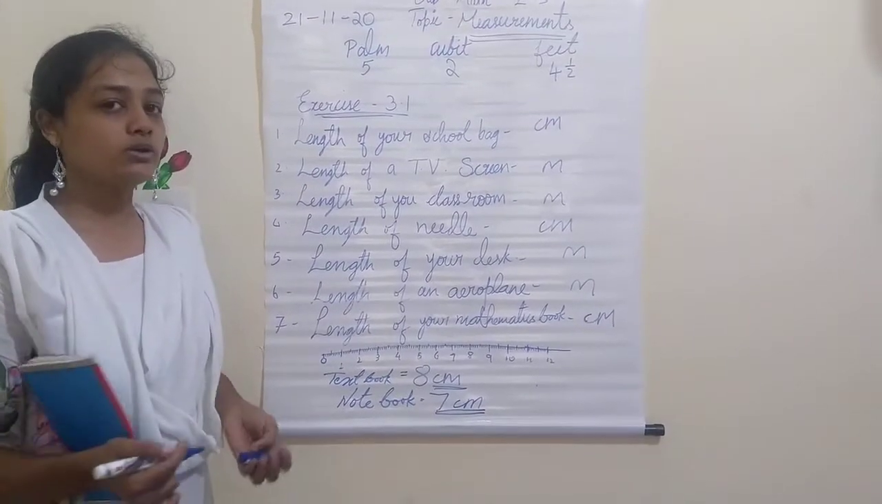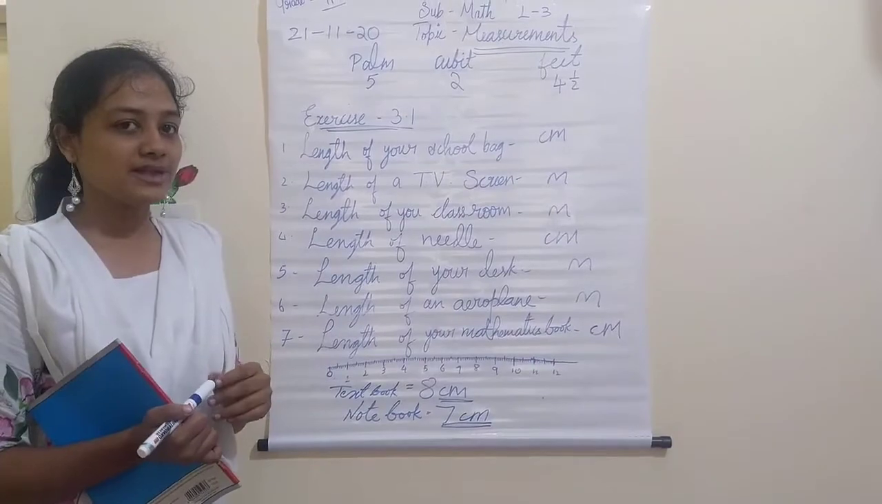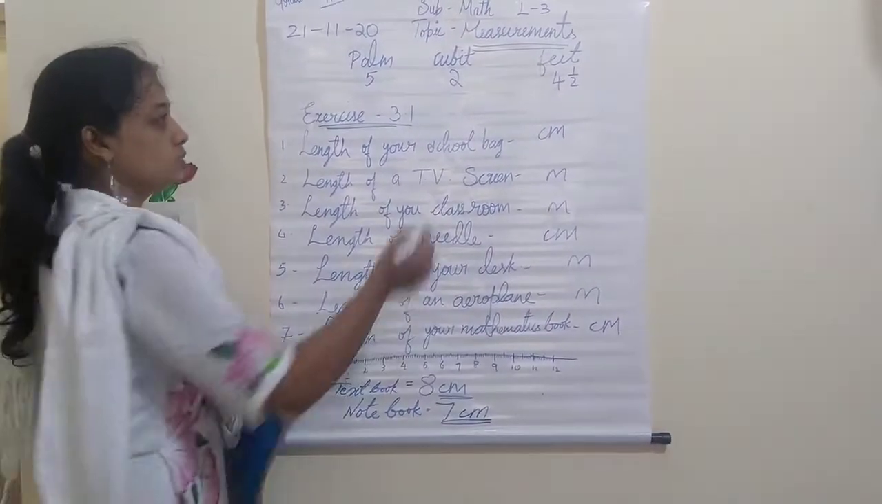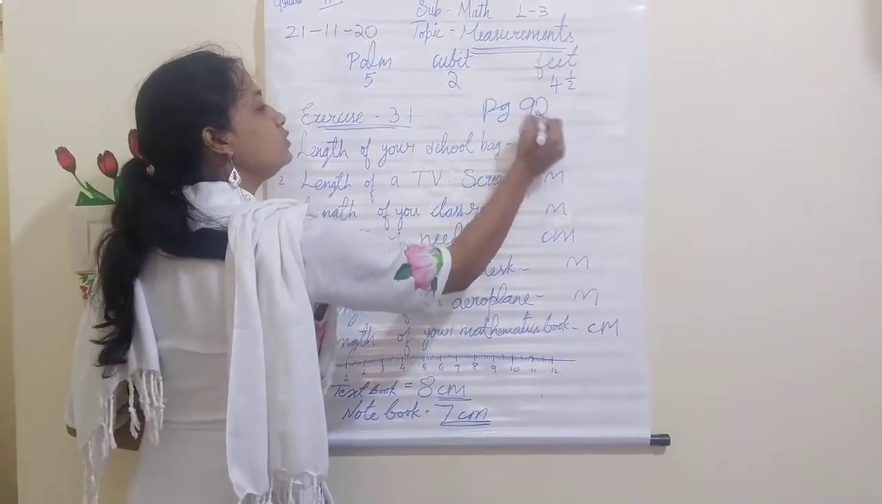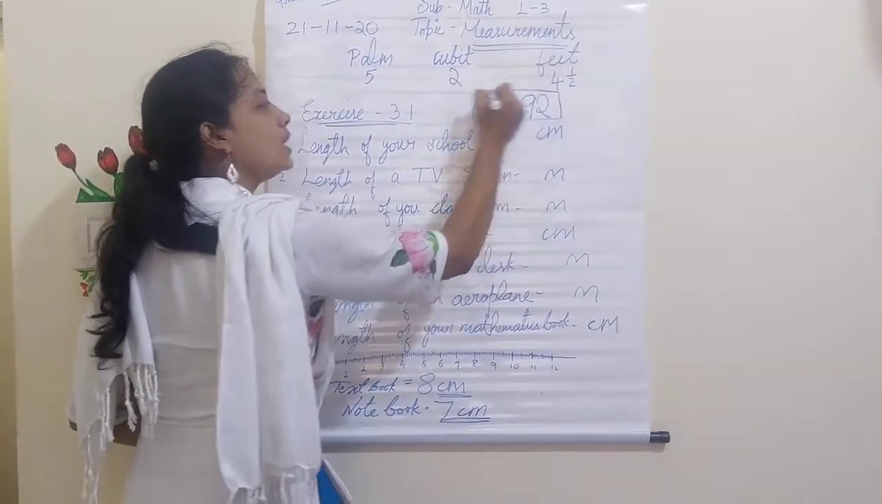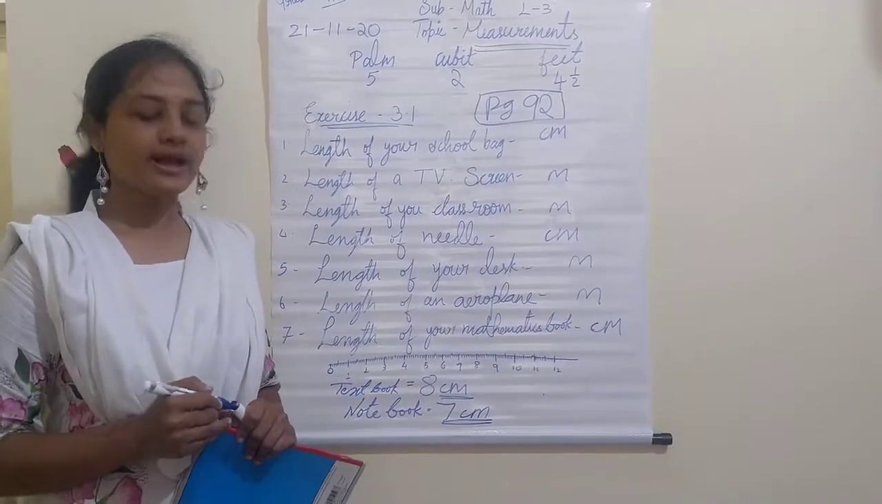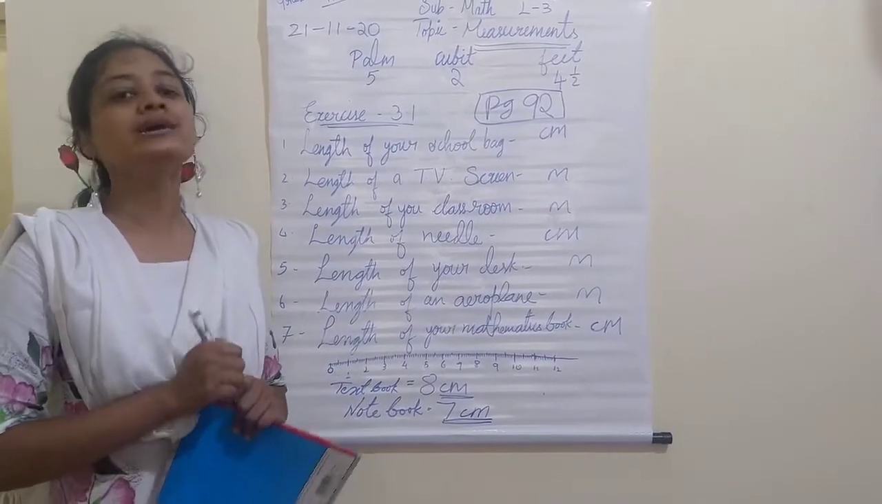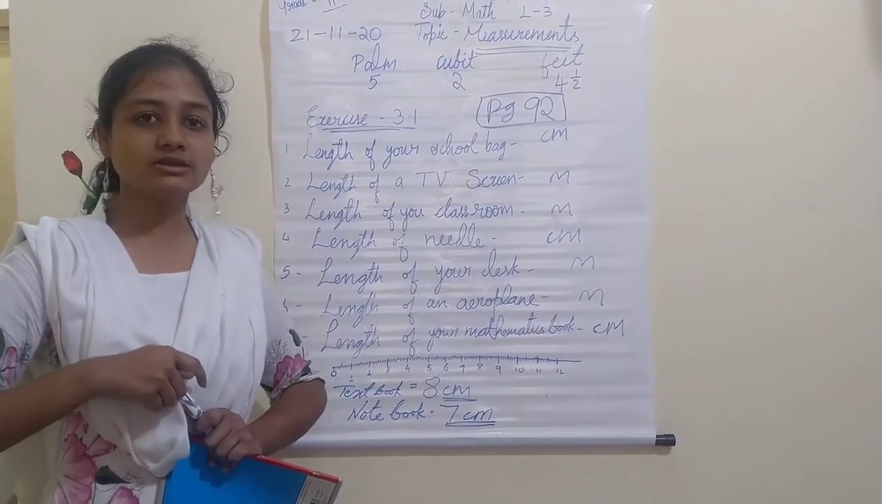Like this, I want you all to measure whatever is mentioned on page number 92. Children, the page number is 92. You have to measure the things, write the numbers, and you will be showing it to me in the interactive session. Okay children, do you have any doubts in this?